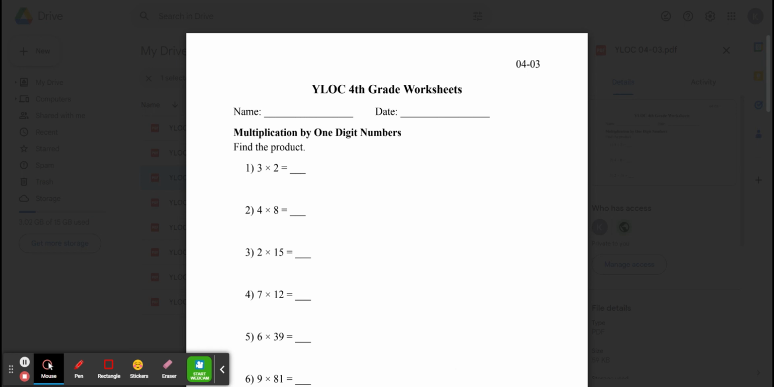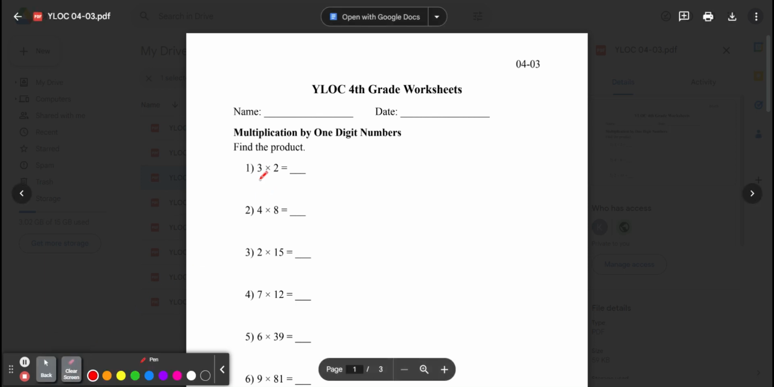Today we will be doing, for our first section, multiplication by one-digit numbers. So we're going to find the product. 3 times 2. This is the same thing as 2 times 3, and that's basically just 3 plus 3 equals 6. Because when we do times 2, that means we're adding it twice.